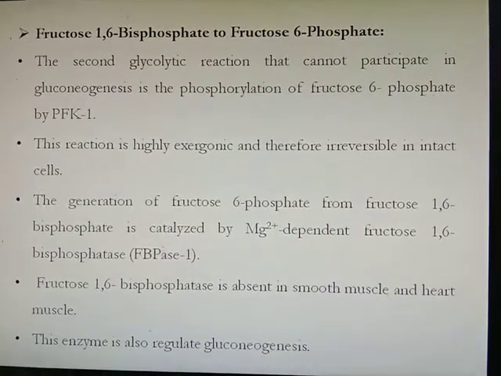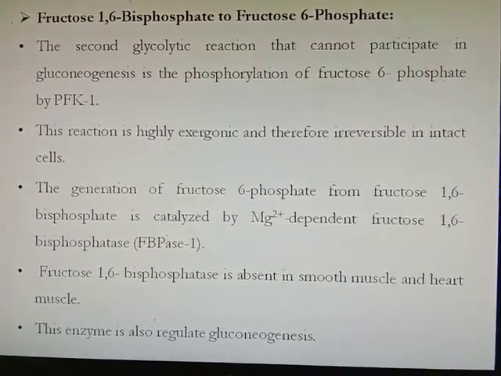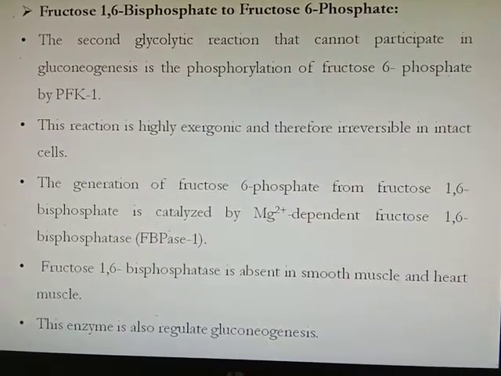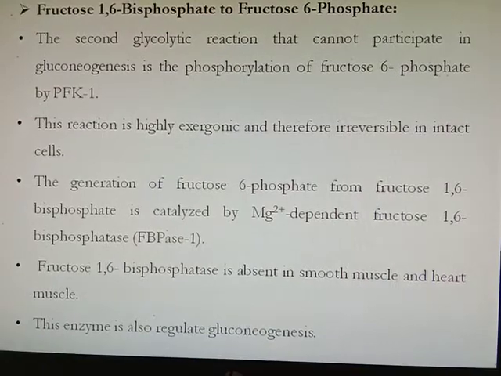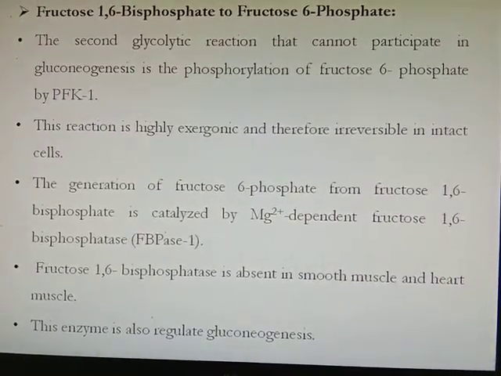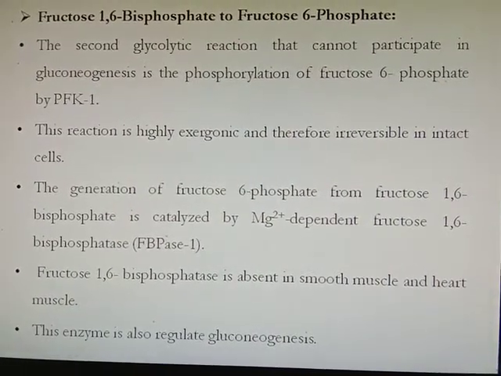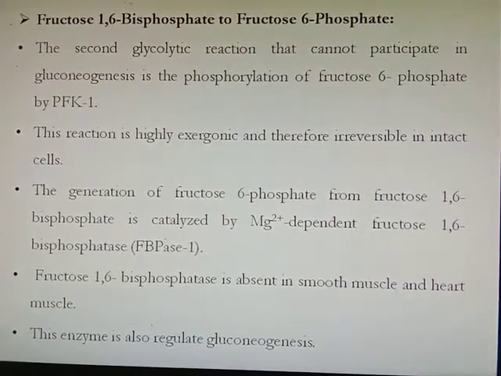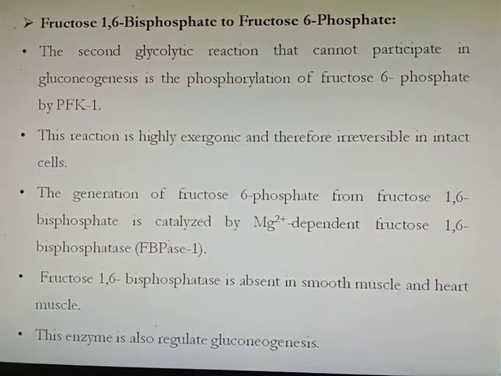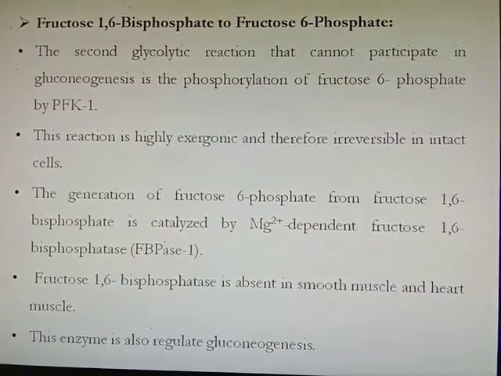Fructose 1,6-bisphosphate to fructose 6-phosphate. The second glycolytic reaction that cannot participate in gluconeogenesis is the phosphorylation of fructose 6-phosphate by phosphofructokinase 1. This reaction is highly exergonic and therefore irreversible in intact cells. The generation of fructose 6-phosphate from fructose 1,6-bisphosphate is catalyzed by magnesium-dependent fructose 1,6-bisphosphatase 1.